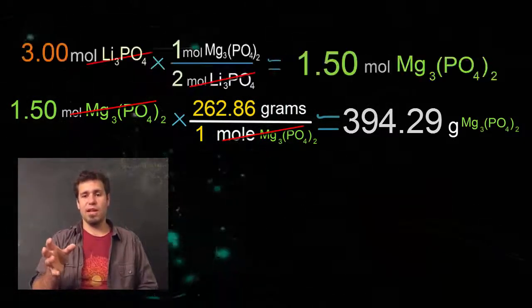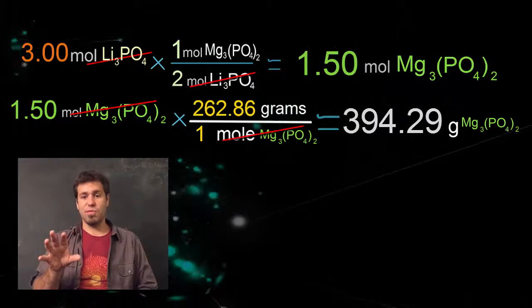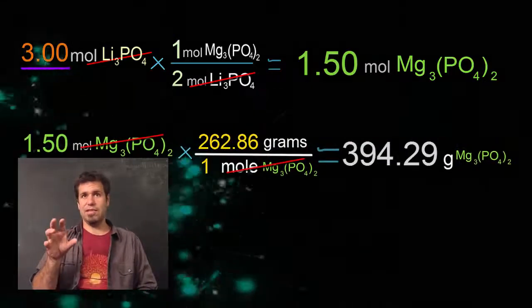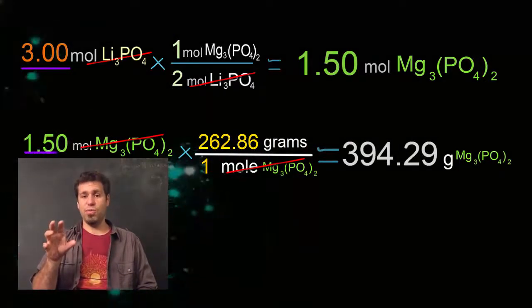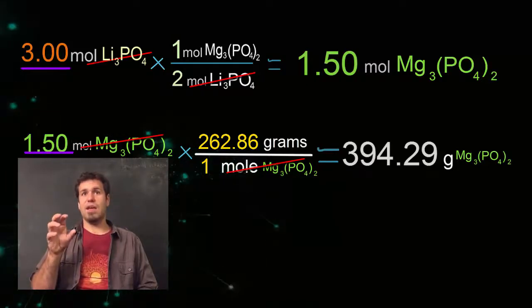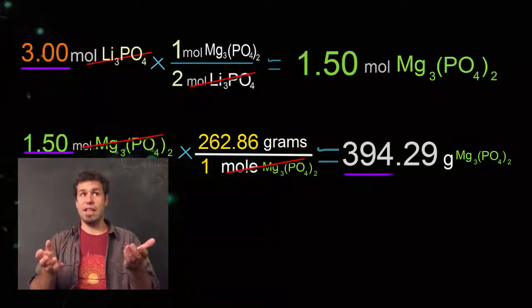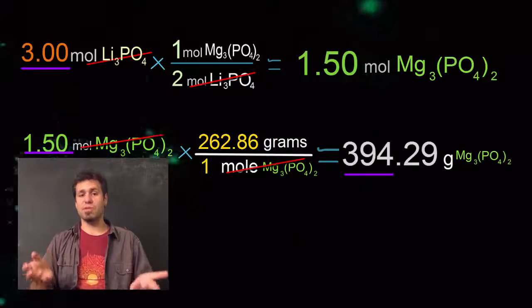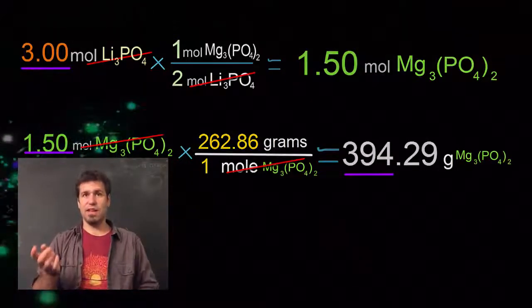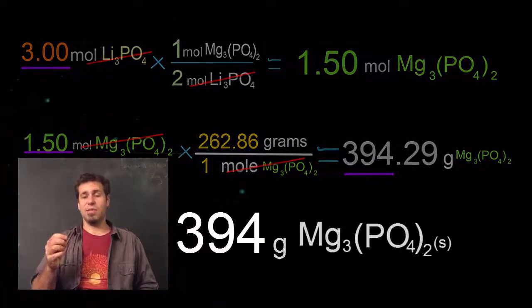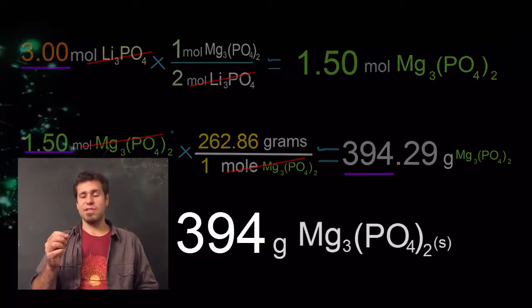Except the last thing to check is, remember, sig figs apply. So we started with 3.00 moles of lithium phosphate. That means my final answer, since it was the lowest number of sig figs and all we did was multiply and divide, has to have 3 sig figs. So final answer should be 394 grams of magnesium phosphate produced.